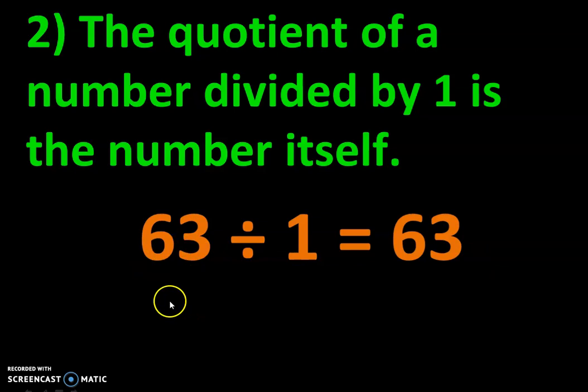It may be any number, hundreds, thousands, lakhs, or any number. When it is divided by 1, you get the same hundreds, thousands, lakhs, or whatever it is. So here, 63 divided by 1, you get the same 63. That is our property number 2.